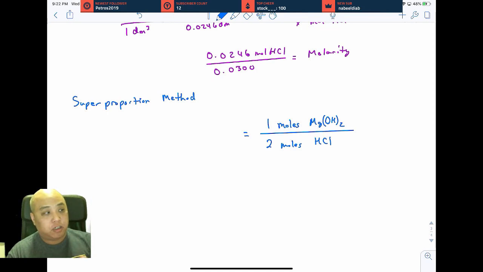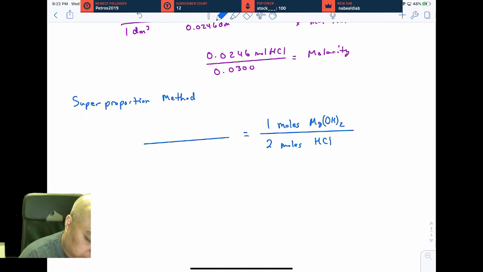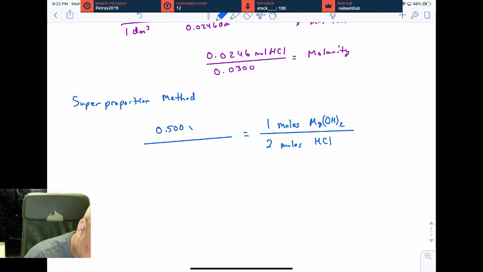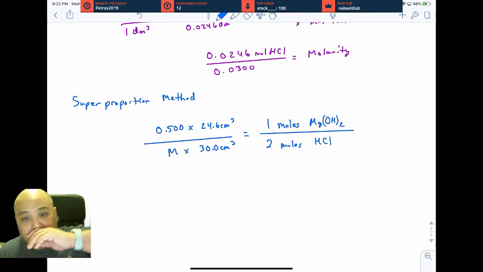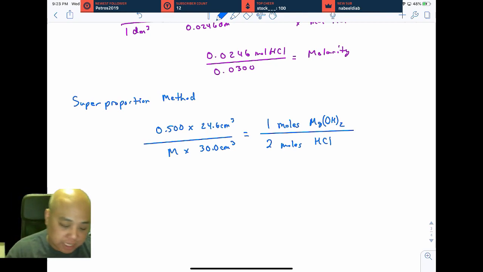And your only job here is to make it so that there are moles on the left side as well. And so how do you get moles? Molarity times volume. So our molarity times our volume, and then on the bottom is molarity times volume. But we don't know molarity. We know volume. Notice here I didn't convert units to decimeters cubed because the proportion stays the same. If I have centimeters cubed on the top and centimeters cubed on the bottom, it doesn't matter. I can use them both as centimeters cubed because the proportion is still the same. That's a little trick here.